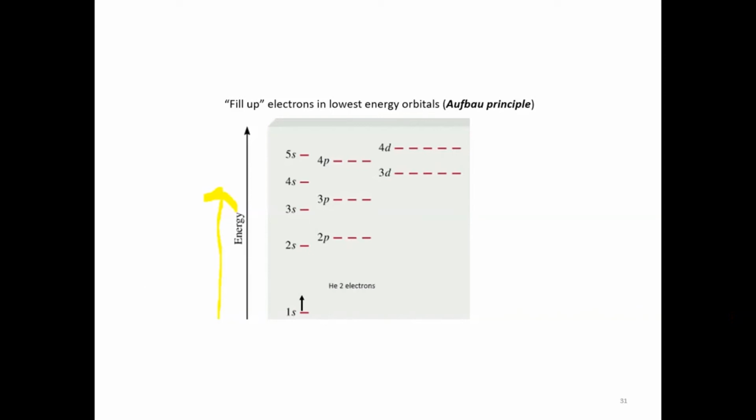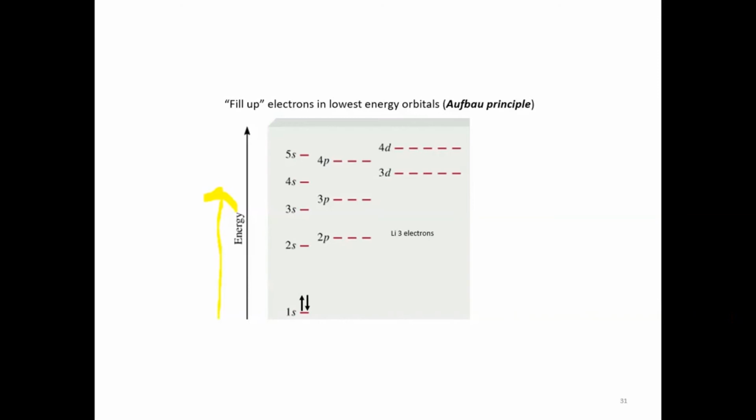So helium has 2 electrons. Remember that each orbital can hold 2 electrons. So in 1s, there's room for 1 more. So we're going to put the other electron in there. So now helium would have 2 electrons, and the configuration would be 1s2. All right. Now comes the next one.